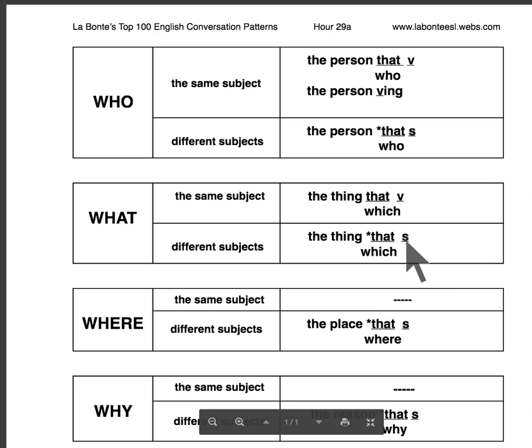The thing she helped me to do. The book he plans on buying.